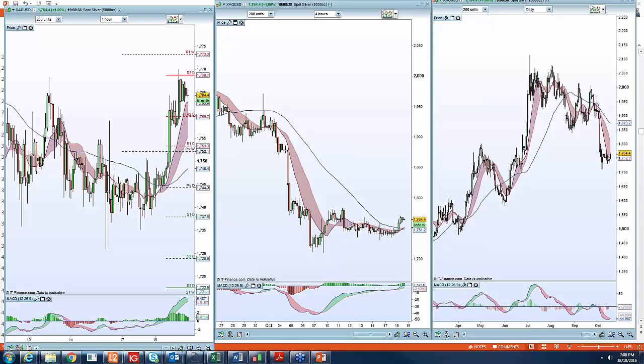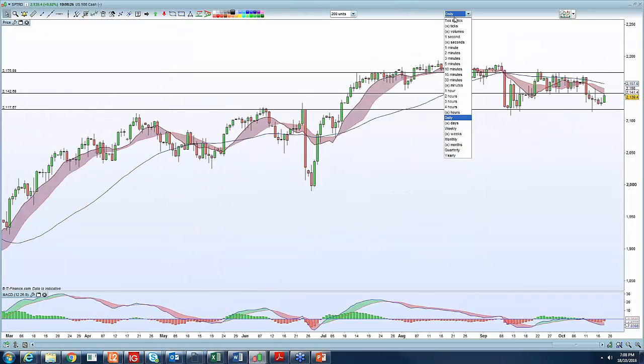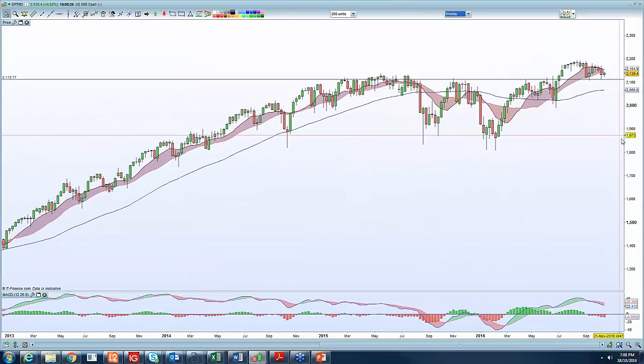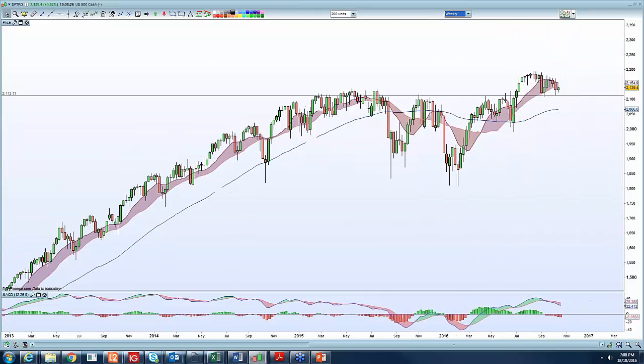So let me show you Wall Street, S&P. Let's start with the S&P 500 weekly chart. It's still bullish, it's just that right now the momentum is a bit waning. You can see that it made a higher high here compared to this high, and it did make a higher low here compared to this low.